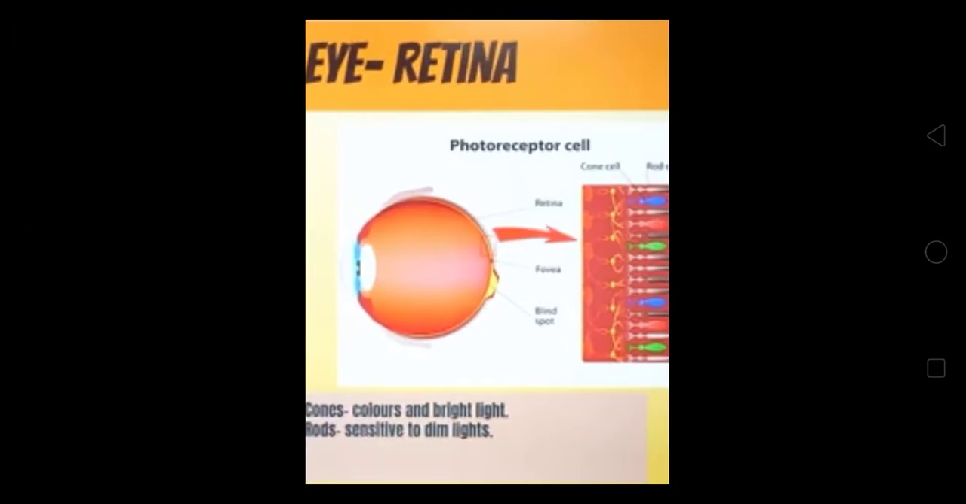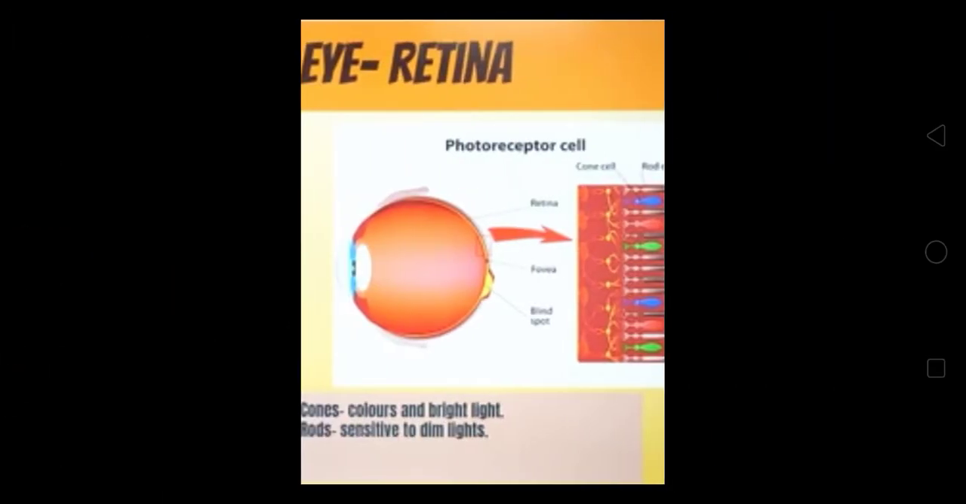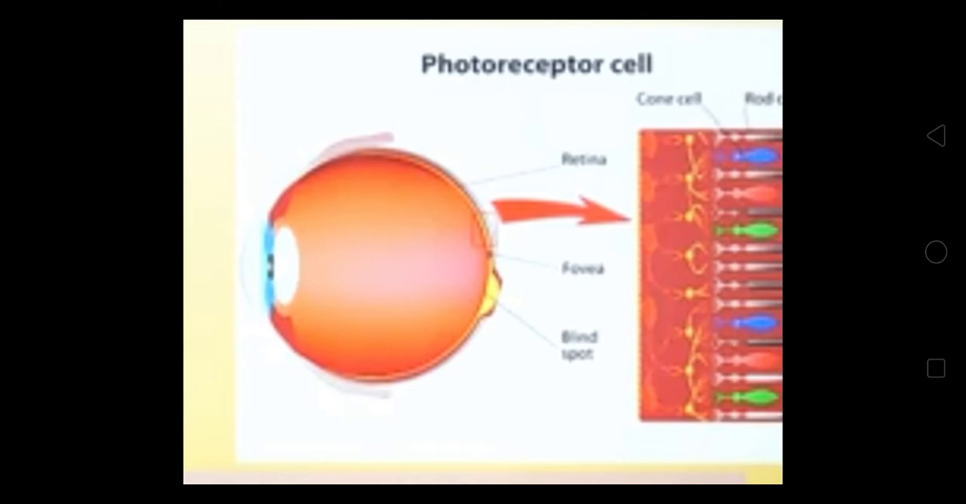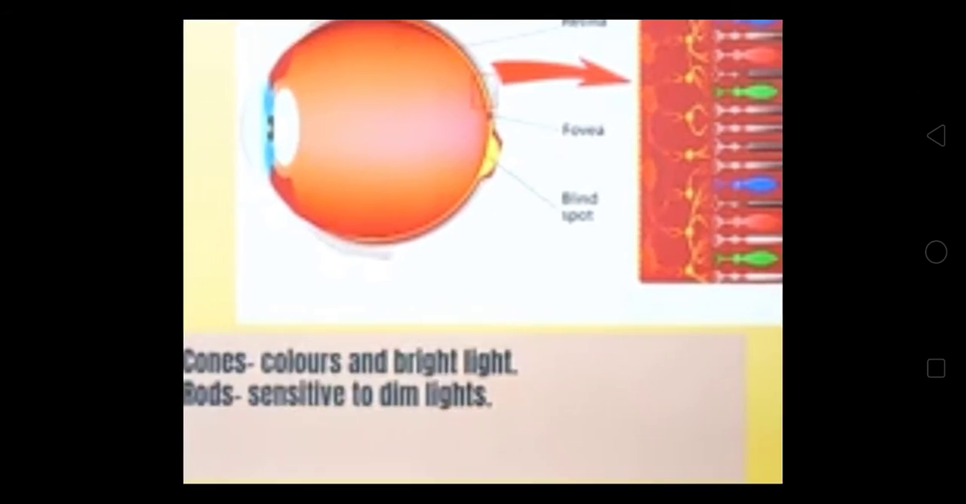After the lens, we come to the retina, where the image of the object is formed, you all know that. And this retina has special cells called photoreceptor cells. The light sensitive cells, or the photoreceptors, are of two types: rod shaped cells and cone shaped cells.